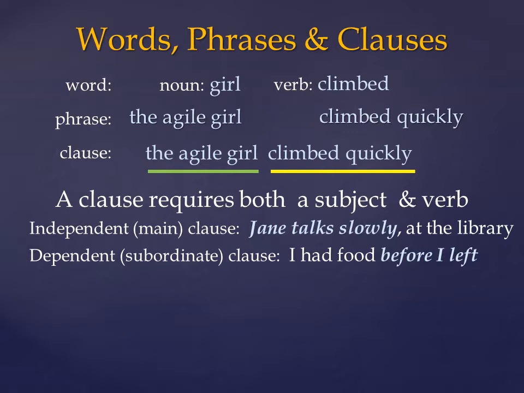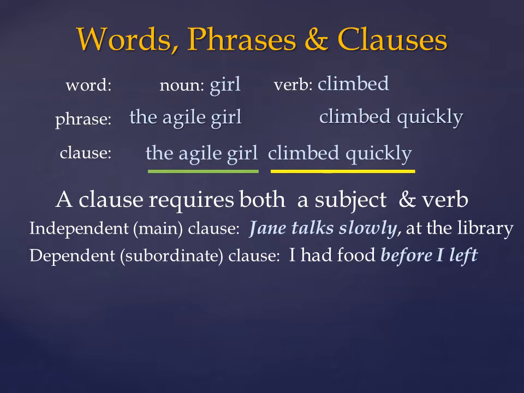So in our two examples here we can see Jane talks slowly at the library. Jane talks slowly makes sense as a sentence in its own right. Whereas in I had food before I left, the clause before I left doesn't make sense on its own. We'll always be left asking the question, what before you left?